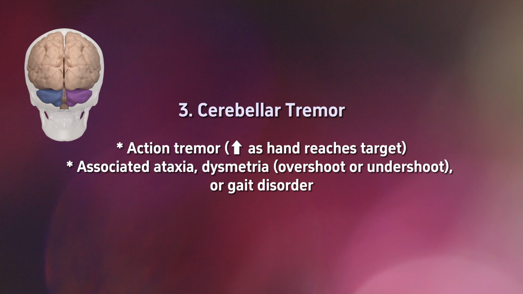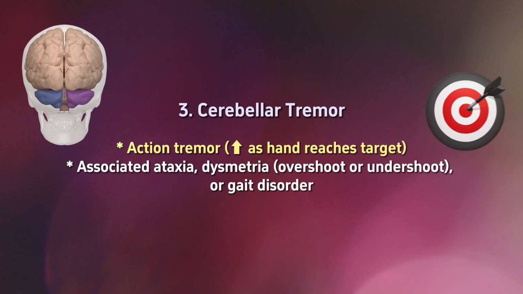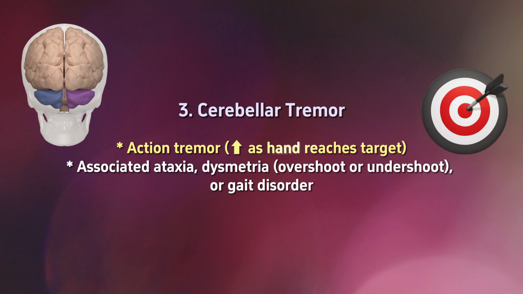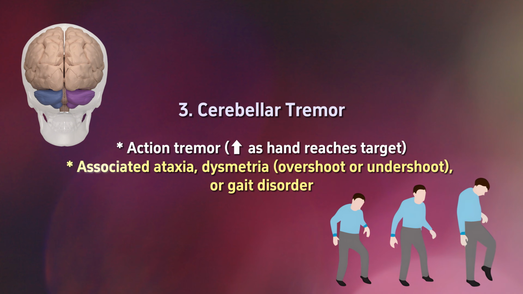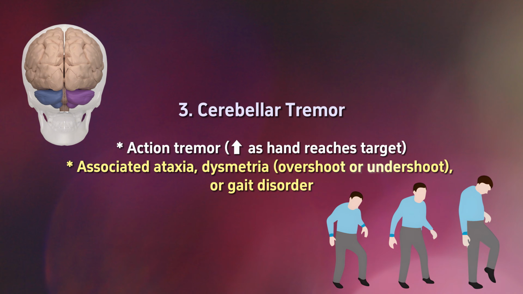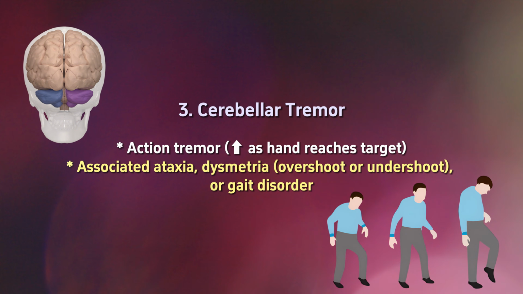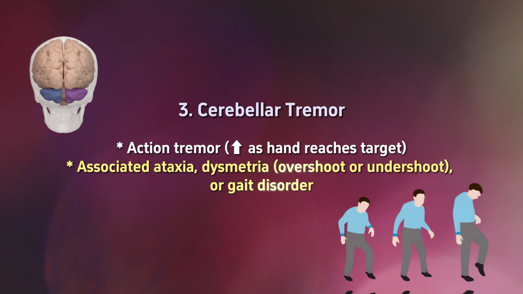3. Cerebellar tremor. Cerebellar tremor is an action tremor. It increases as the hand reaches the target. Cerebellar tremor is associated with ataxia, dysmetria, overshoot or undershoot, or gait disorder.